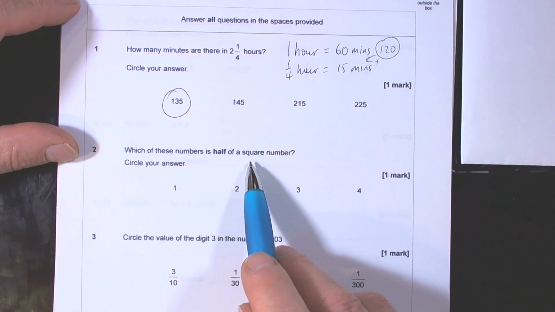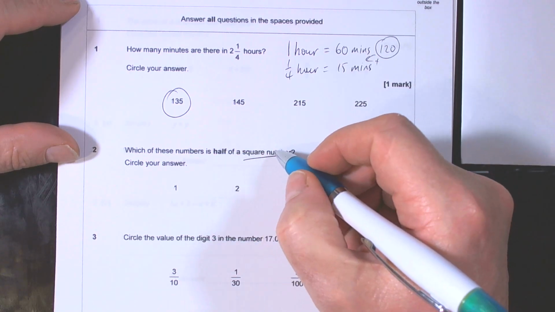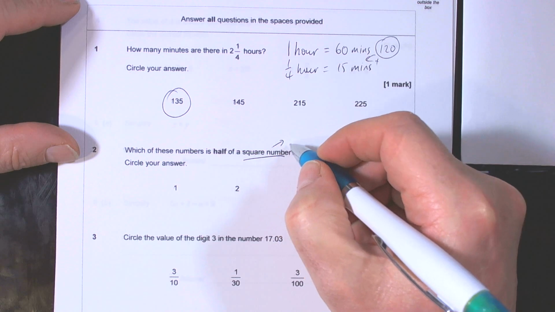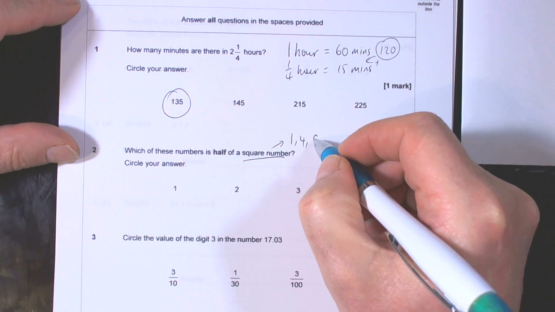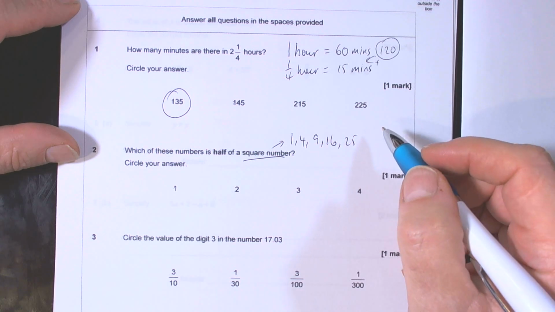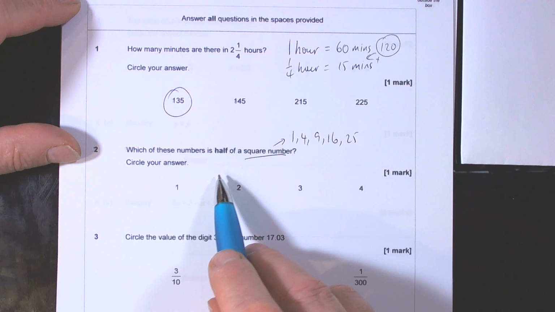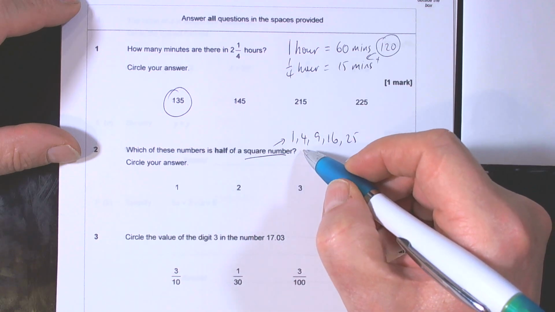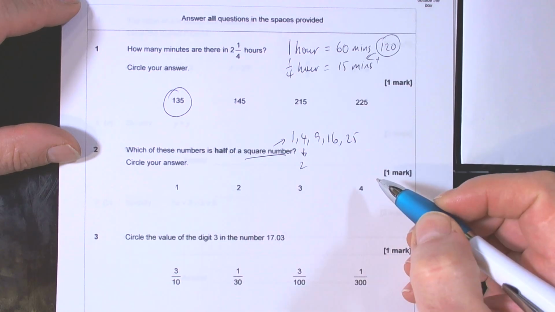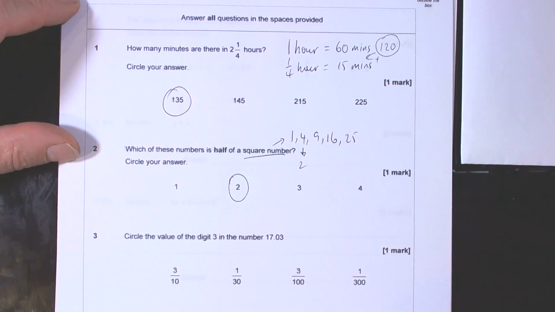Which of these numbers is half of a square number? Well, again, there's the key fact, so underline it, focus our minds: we want square numbers. So we should be thinking to ourselves 1, 4, 9, 16, 25 and so on. Multiplying whole numbers by themselves produces a square number. So half of a square number, if we do the halving, is 2. So the answer will be 2.